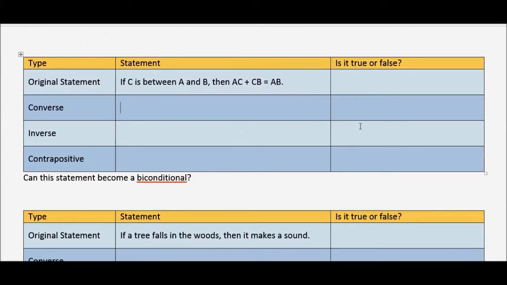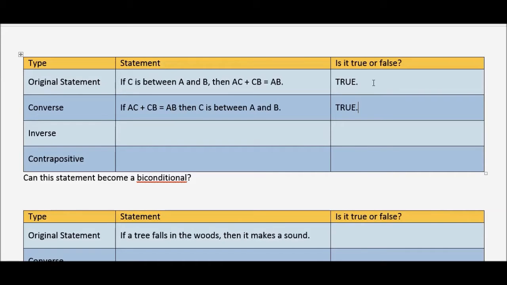Okay. If C is between A and B, then AC plus CB is equal to AB. This is the segment addition postulate. It is a true statement because it is a postulate. All right. Converse. If AC plus CB is equal to AB, then C is between A and B. Okay, this statement is also true.